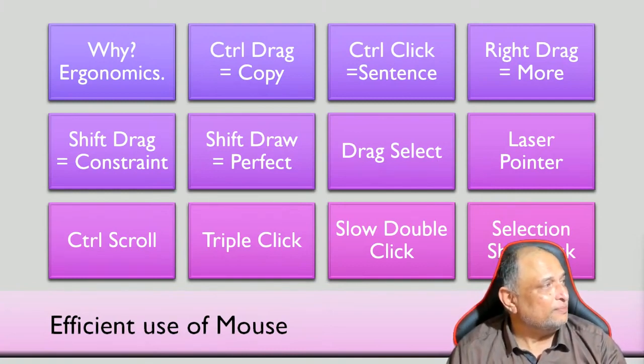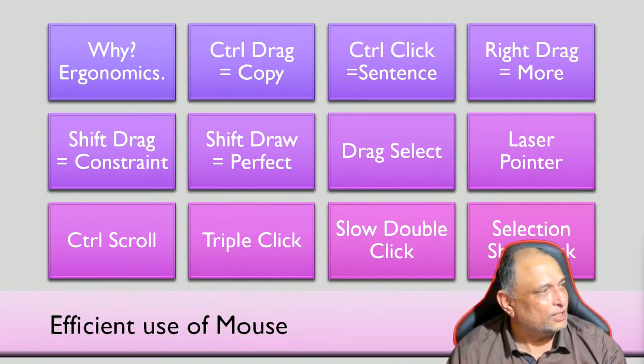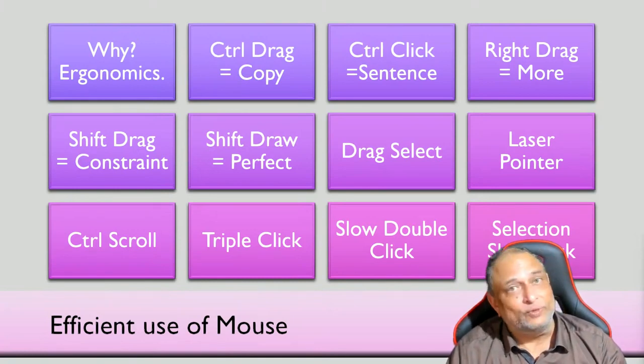But now if I want to change the behavior, what do I do? Notice the behavior is saying it's copy. Now if I press Control, nothing is going to happen because I have already started the process. Okay, so that's where right drag drop comes into the picture.